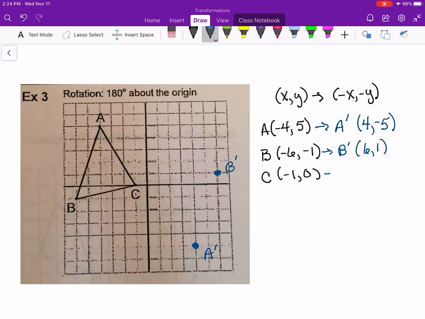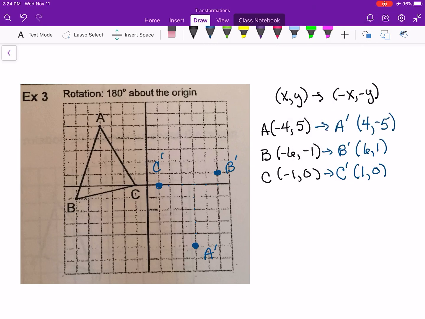And then finally for C prime, the opposite of -1 is 1, and the opposite of 0 is still 0. Remember, 0 is neither positive nor negative, so you can't very well change its sign. When we graph that point, it is on the x-axis. So 1 to the right, 0 up and down, and there is our C prime.